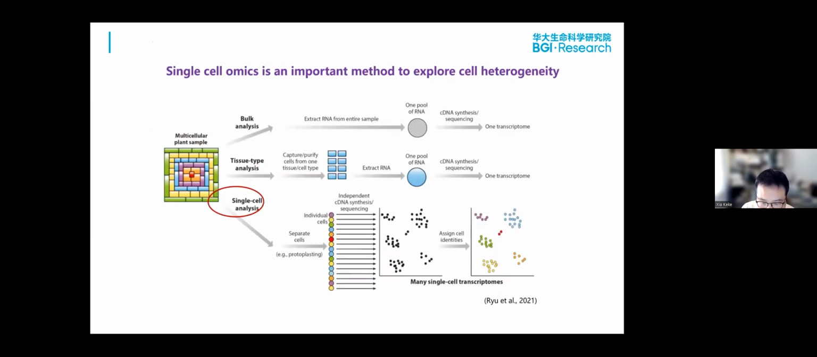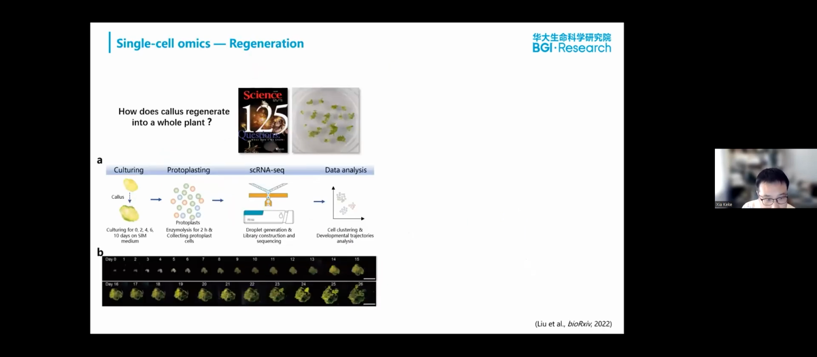Single-cell omics is an important method to explore cell heterogeneity, and it has been widely used to study plant root, leaf, and shoot apex, and so on, to explore the characteristics of each cell type, especially for the rare cell types. Firstly, I will start with a single cell study that we did, trying to answer the important question: how does callus regenerate into a whole plant?